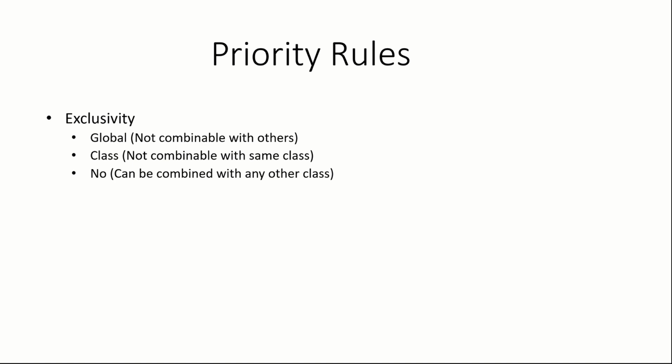Now, there could be other scenarios based on business cases that we are not able to achieve with the help of exclusivity. For instance, we want the product and the order level promotions to be combinable, and we only want to exclude the shipping level promotion. That is something which we cannot achieve with the help of these three exclusivities. So that's when these two other parameters come into the picture.